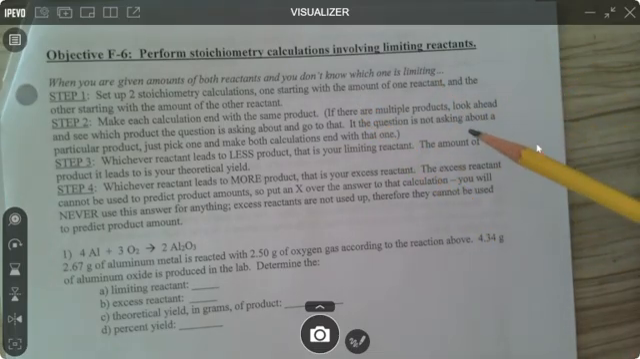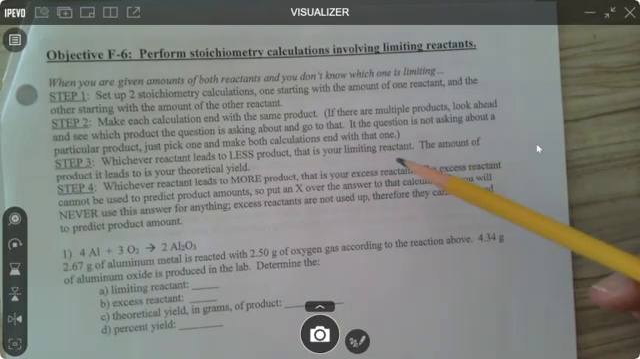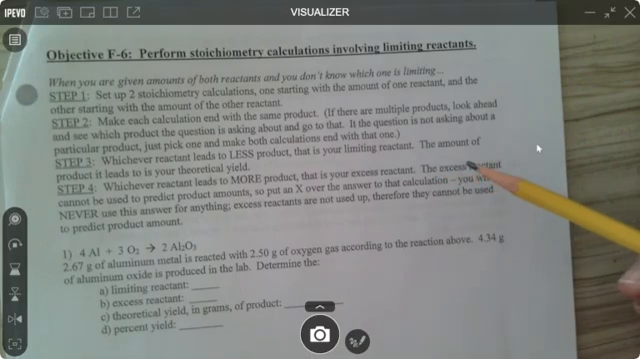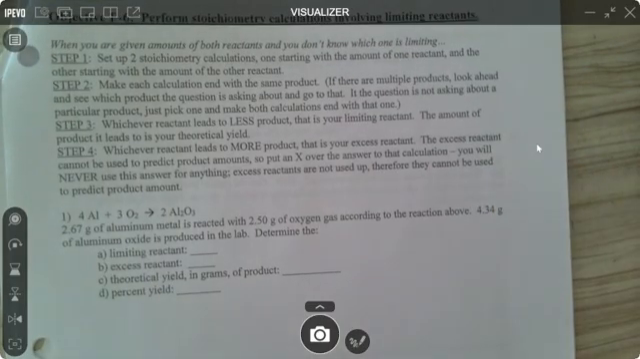So from now on, you'll have to do 2 calculations, figure out the limiting reactant, and then use that to predict the product, okay? So you can go ahead and try number 1, okay?